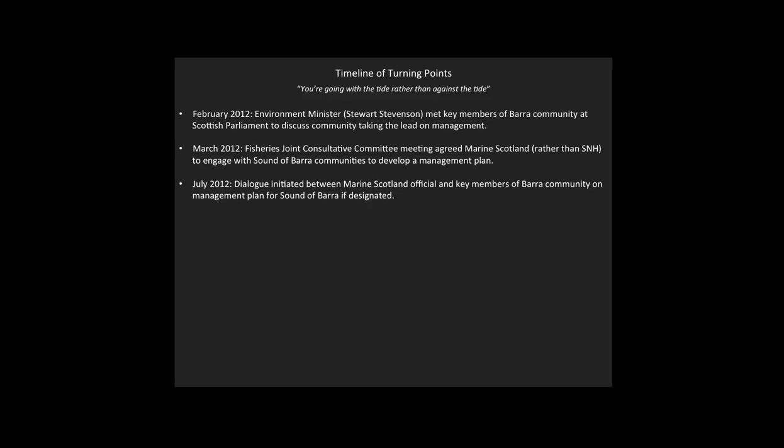So there was a very important movement here from key members of the Barra community who agreed to engage in that dialogue, because up to then they had been very much pushing the policy environment away and not wanting to engage on the basis that they didn't need a designation for the marine environment and didn't want it and they could take care of it themselves. So here they really took a step out of their previous roles into a different space in starting to engage in dialogue with Marine Scotland.